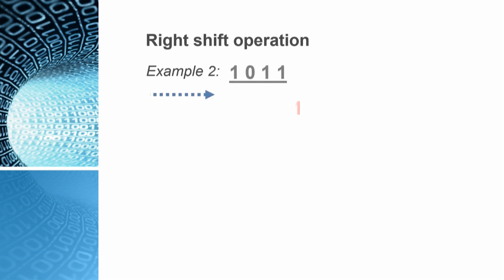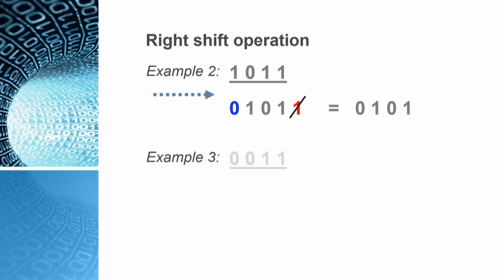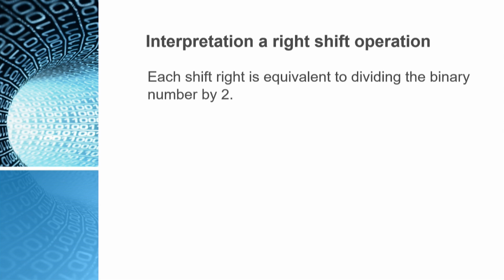Likewise, 1011 has turned into 0101 as its rightmost 1 has been removed. 0011 becomes 0001 since it loses its rightmost 1 and 0 is shifted in at the left. A shift to the right is equivalent to division by a power of 2.